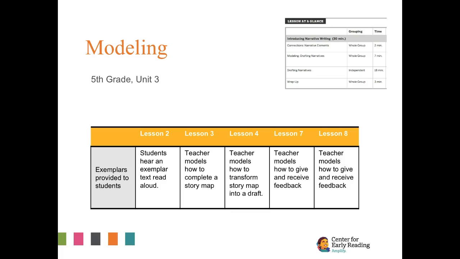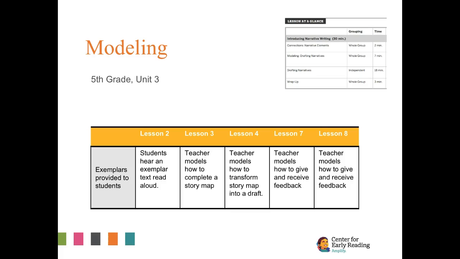Let's look at the modeling block and how it progresses through a unit. I'll use Grade 5, Unit 3 to demonstrate. In Grade 5, Unit 3, the first exemplar shows up in Lesson 2. During this lesson, students are introduced to a character named Mia. Lesson 3, teachers model planning a new narrative about Mia using a blank story map as a graphic organizer.